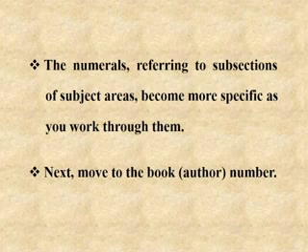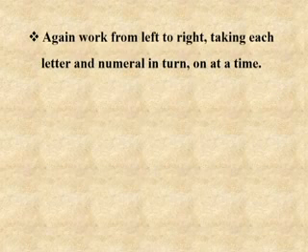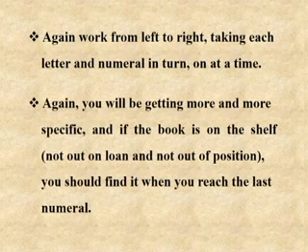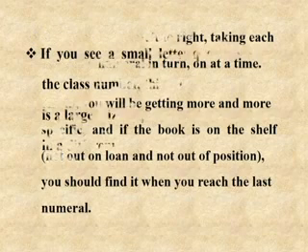4. Next, move to the book or author number. Again, work from left to right, taking each letter and numeral in turn, one at a time. Again, you will be getting more and more specific. And if the book is on the shelf, not out on loan and not out of position, you should find it when you reach the last numeral.